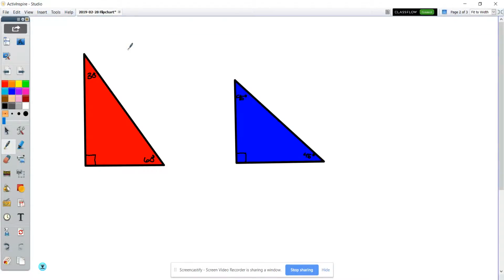Mr. Harmless here, and I'm dealing with special right triangles. So let's put that up here at the top. Special right triangles.